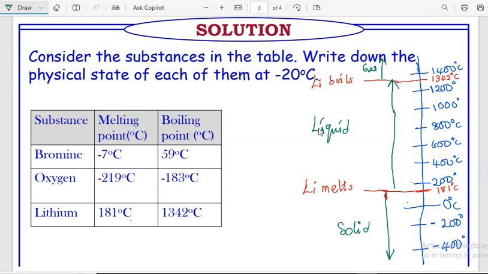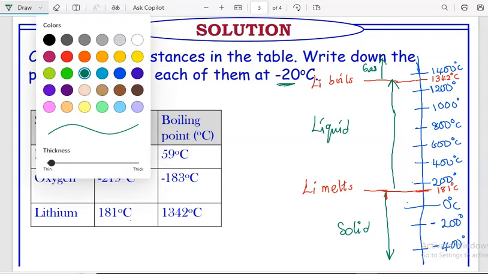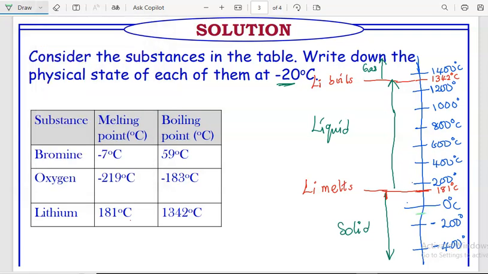So let's locate the temperature we are asked for. The state of lithium at minus 20 degrees Celsius. This is 0. This is minus 200. So minus 20 degrees Celsius will be between 0 and minus 200. Okay, so let's say this is minus 20 degrees Celsius. Okay, minus 20 degrees. So let's trace it. If you trace this back, you find out that lithium is a solid at minus 20 degrees Celsius.